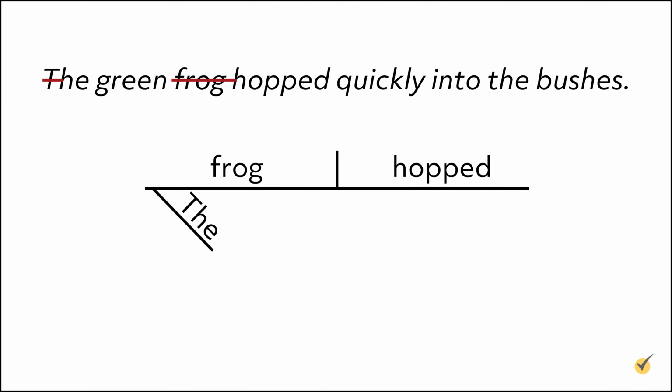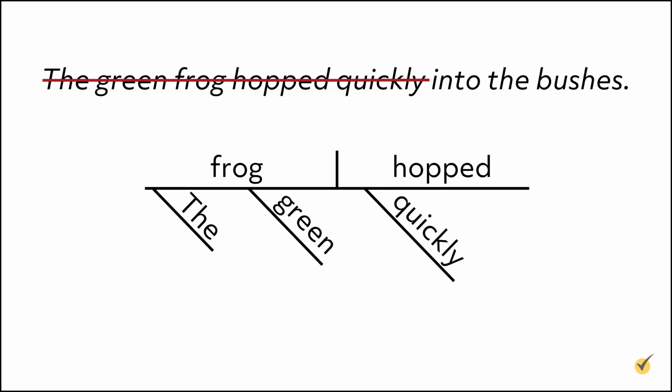The green frog hopped quickly into the bushes. Now we have a few more modifiers to place on our diagram. Green is an adjective modifying frog, so it goes on a diagonal line right next to the. If a word has more than one modifier attached to it, always place them in the order they appear in the sentence, and make sure the modifiers are attached to the word they describe, not to each other. The word quickly is an adverb modifying our verb, so it goes on a diagonal line here.